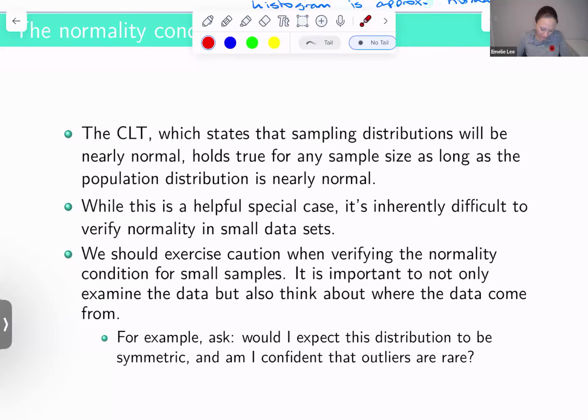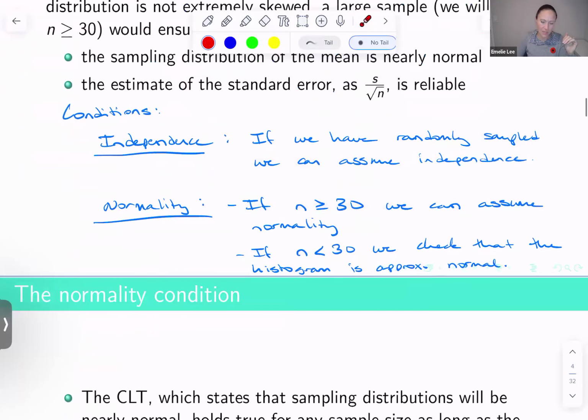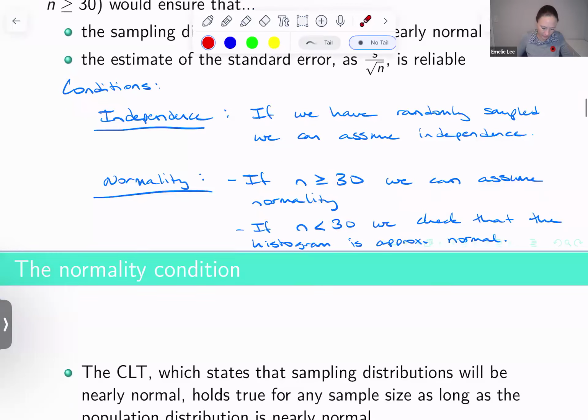And so you want to think about, okay, where did this data come from? Do I expect this distribution to be symmetric? Would I expect to see lots of outliers, or would I be relatively safe thinking that outliers are pretty rare? Like I said, we're going to keep it nice and breezy here with our conditions, especially for the normality. There are lots of ins and outs, but let's just keep it nice and simple.